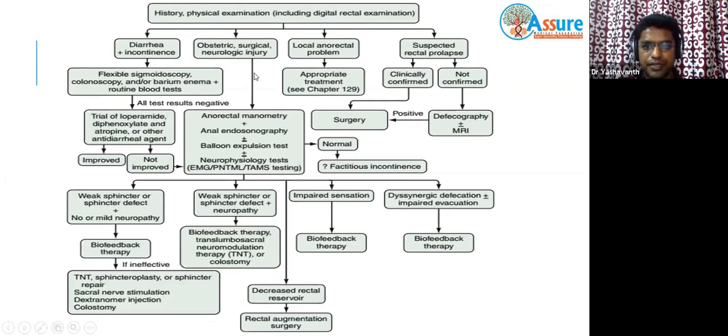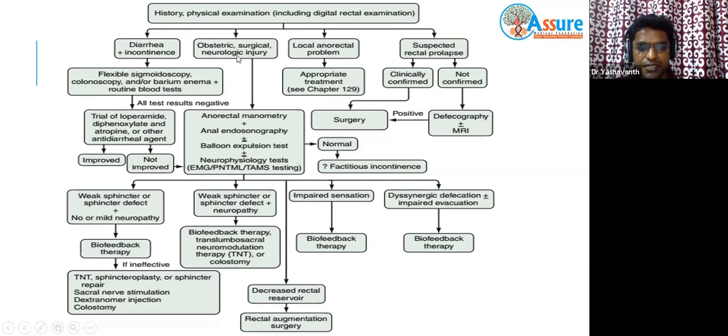So just briefly to summarize before we take up MCQs. With a patient with incontinence, you suspect a prolapse, treat it. If you cannot confirm, you can confirm using defecography and MRI, and treat with surgery. Local problems, you have to treat accordingly. That we'll discuss; there is a separate chapter. And if there is diarrhea with incontinence, always treat diarrhea first. Then, if not improving, evaluate.